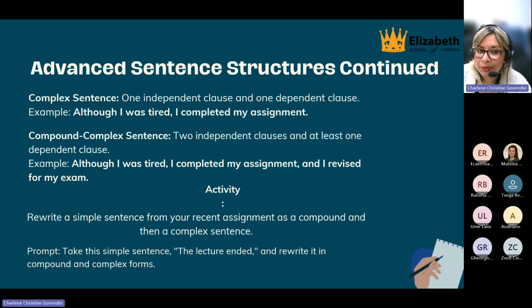Now, another type of sentence that we have is a compound-complex, and that is two independent clauses and at least one dependent clause. Okay, so an example of that is: although I was tired, I completed my assignment. Do you see how we are now joining on the conjunction by using the and? So we are making it a longer, more complex sentence. And I revised for my exam.